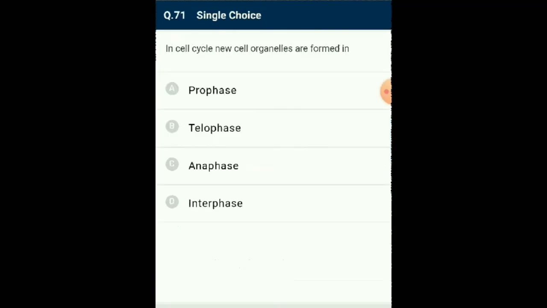Question number 71. In the cell cycle, new cell organelles are formed in which phase? The sequence of events by which a cell duplicates its genome, synthesizes the other constituents of the cell, and eventually divides into two daughter cells is termed the cell cycle. There are two main phases in the cell cycle: one is interphase and the other is the division phase. The interphase lasts for more than 95% of the cell cycle. The M phase lasts for less than 5% of the cell cycle. During interphase, new cell organelles are formed. So the answer for this question is option D.